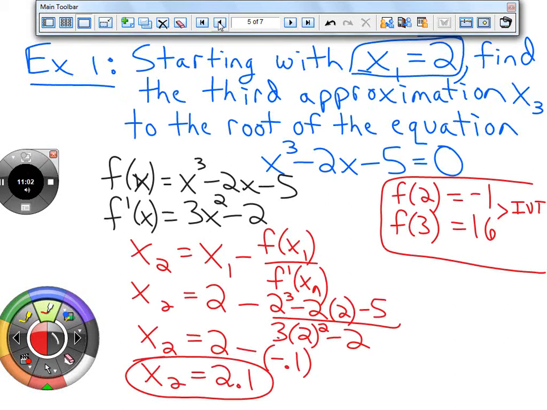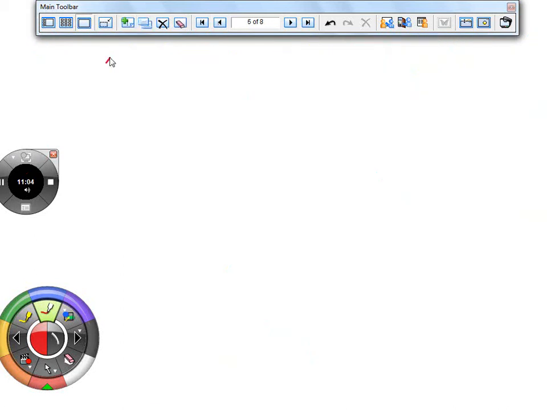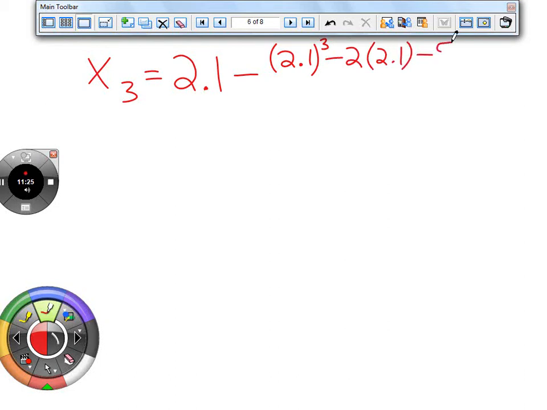Actually, I need a new sheet. So I'm going to do x sub 3. So my x sub 3 would be equal to, I have to use my previous number, which is 2.1, minus, and now I would plug 2.1 into the function. So it would be 2.1 cubed minus 2 times 2.1 minus 5, and then I would take 2.1 and plug it into the derivative. So 3 times 2.1 quantity squared minus 2. Do all the math there.